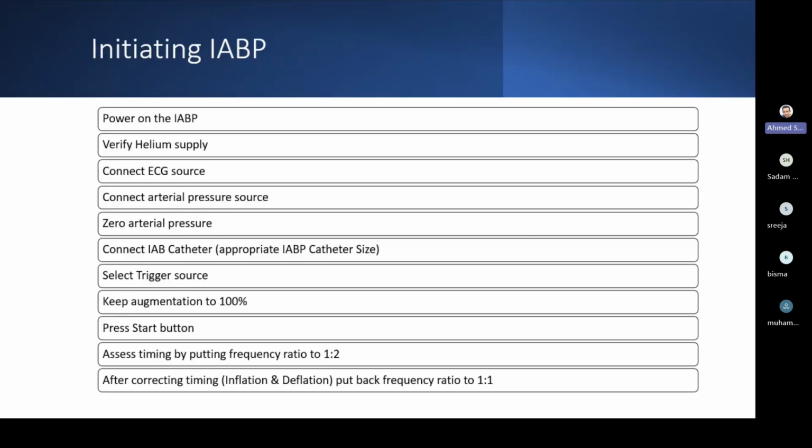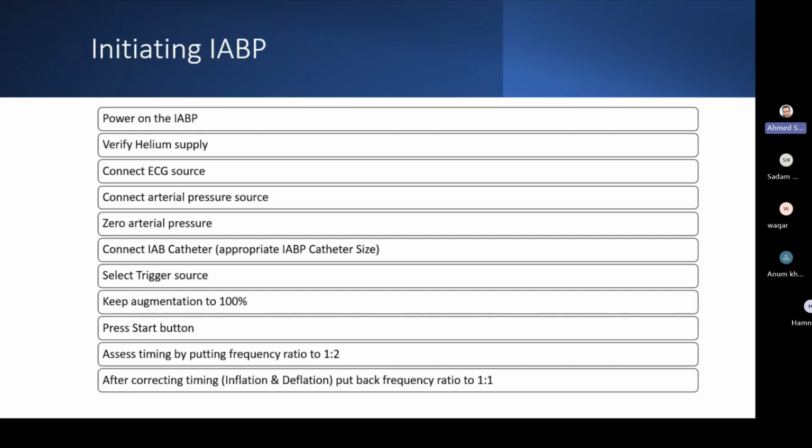Initiation of the intra-aortic balloon. So you will switch on, and you are expert in this one. You switch on the machine, verify the helium supply, connect the ECG, connect the arterial pressure source, then zero the arterial line, connect the IABP catheter, select the trigger, augmentation 100%, then start.